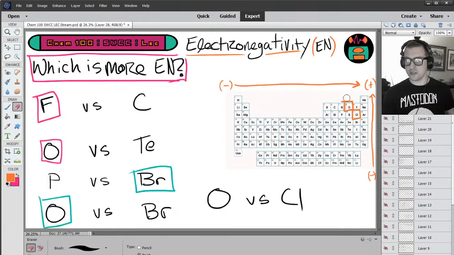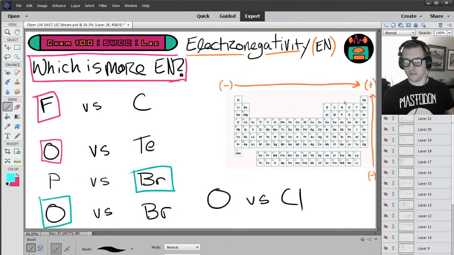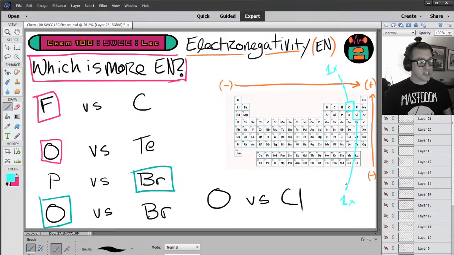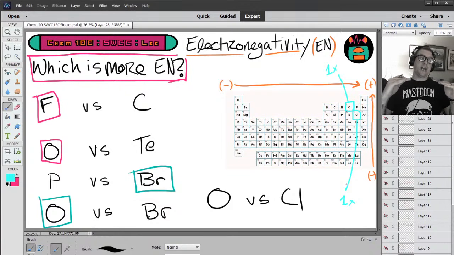Actually, all this orange is confusing. I'm going to pick a different color. Oxygen versus chlorine. Chlorine is 1 space further to the right, but oxygen is 1 space higher. Who's going to win? This is the true tie, right?